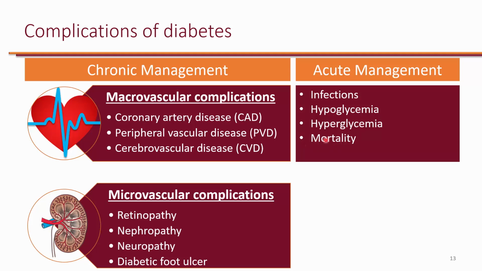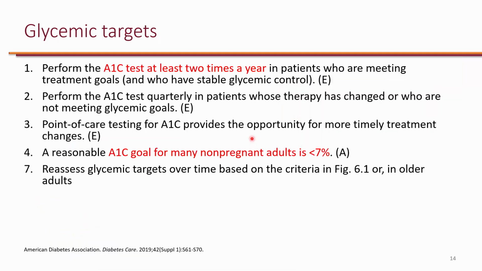Now, cardiovascular disease is a more common cause of death than microvascular disease. So even though all of these can lead to death, macrovascular complications are more likely to lead to death. Now, for glycemic targets, ADA has 13 recommendations. The first one is that the A1C test should be performed at least 2 times per year, and quarterly in patients whose therapy has changed, or if the patient is not at goal.